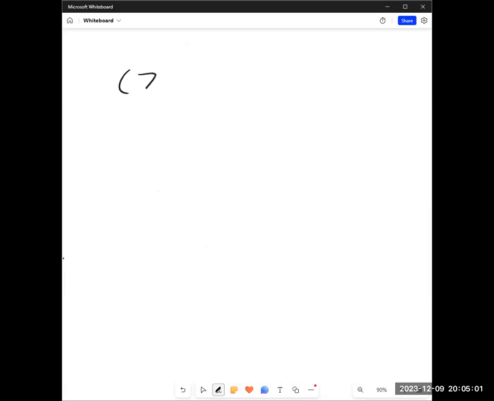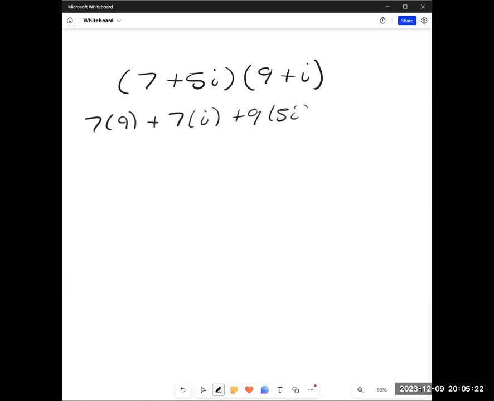Now I want to multiply 7 plus 5i times 9 plus i. And this is a binomial times a binomial, so we're going to FOIL. We're going to take 9 times 7, 7 times i, 9 times 5i, i times 5i. It's going to give us 63 plus 7i plus 45i plus 5i squared.